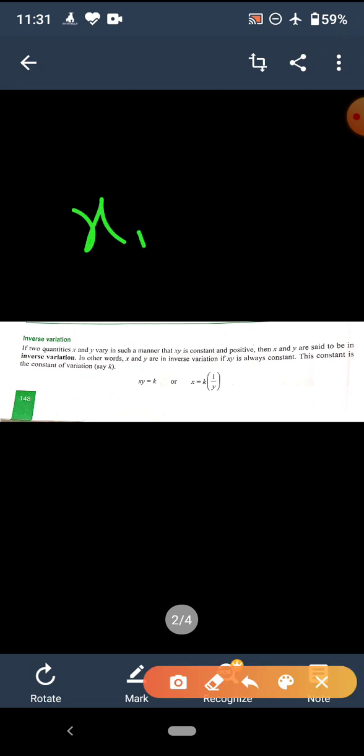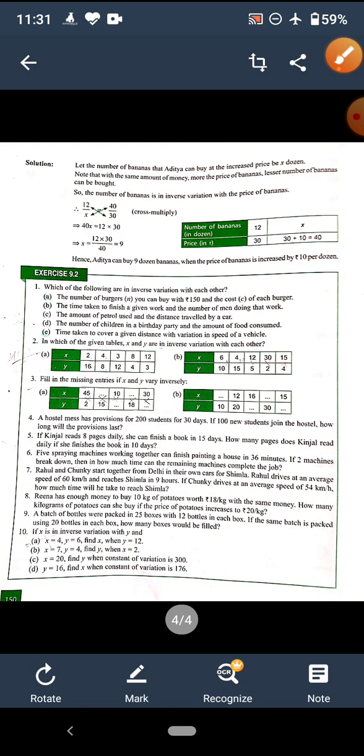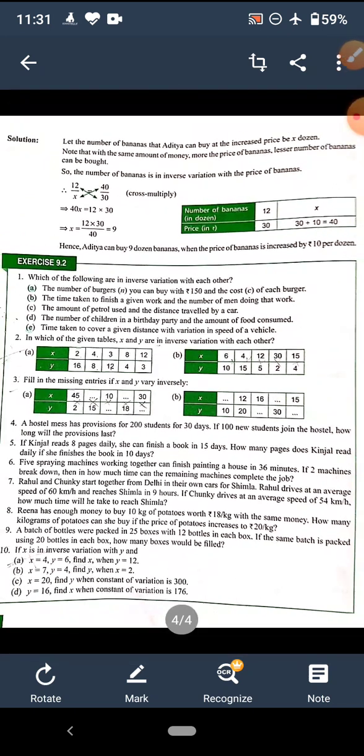So here you have to learn a relationship that x1 y1 is equal to x2 y2 is equal to x3 y3 is equal to x4 y4, etc. Okay, so this is constant. Fine. So let us use this thing in the exercise. So let us have a look at the question number 1 in exercise 9.2.